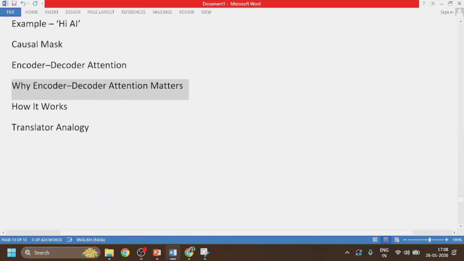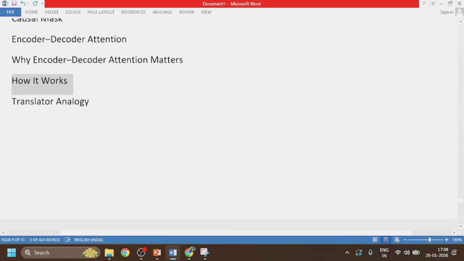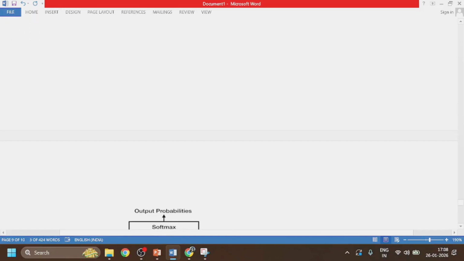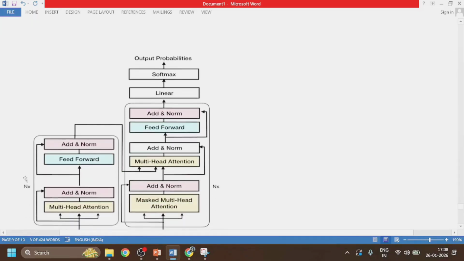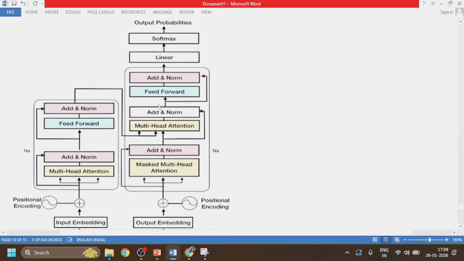Now we can see how it works. The decoder asks the question: which part of the input sentence should I focus on right now? The encoder provides the answer.